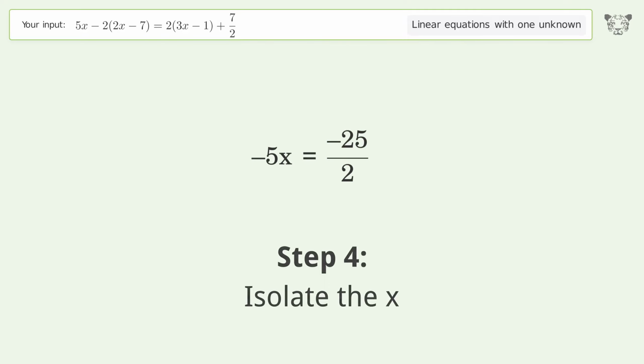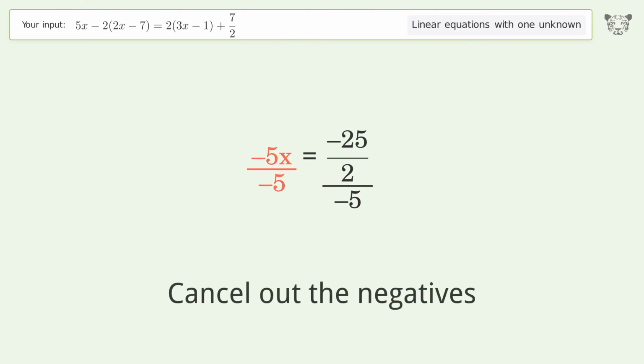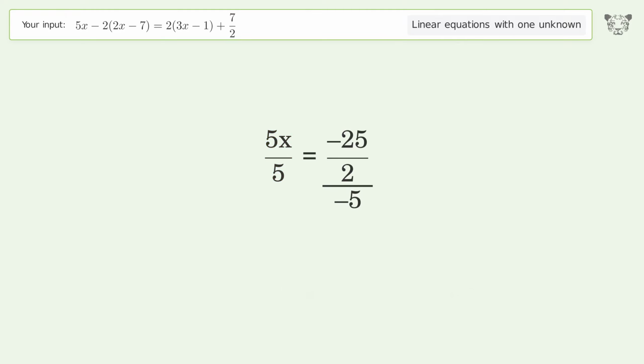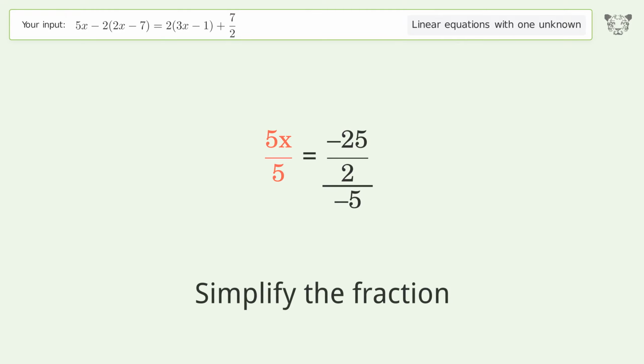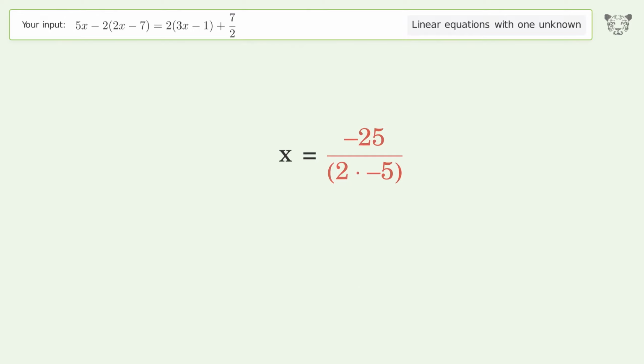Isolate the x. Divide both sides by -5. Cancel out the negatives. Simplify the fraction. Simplify the arithmetic. And so the final result is x equals 5/2.